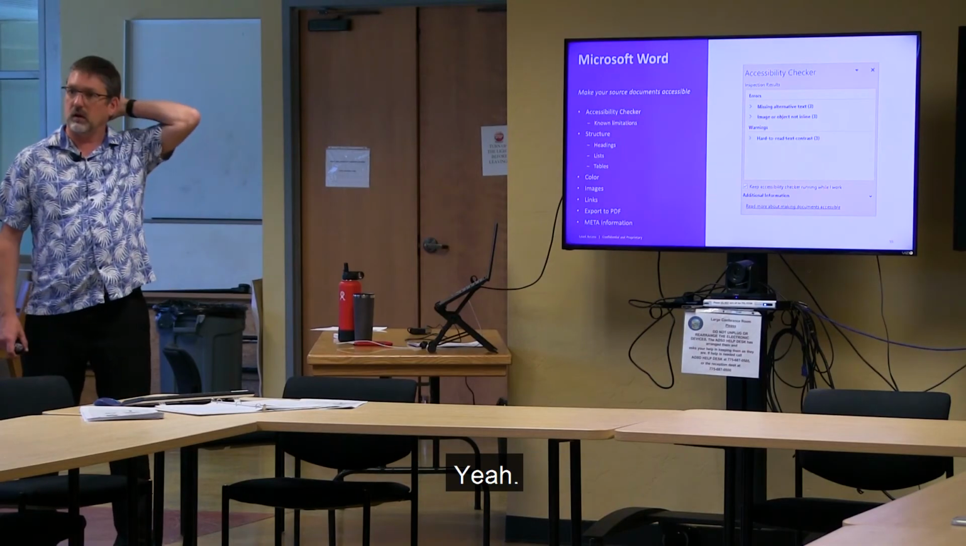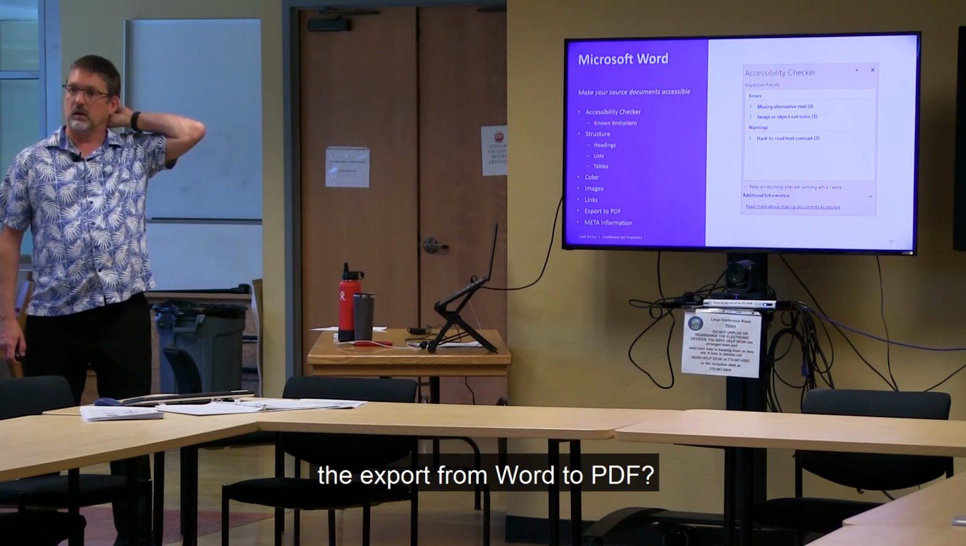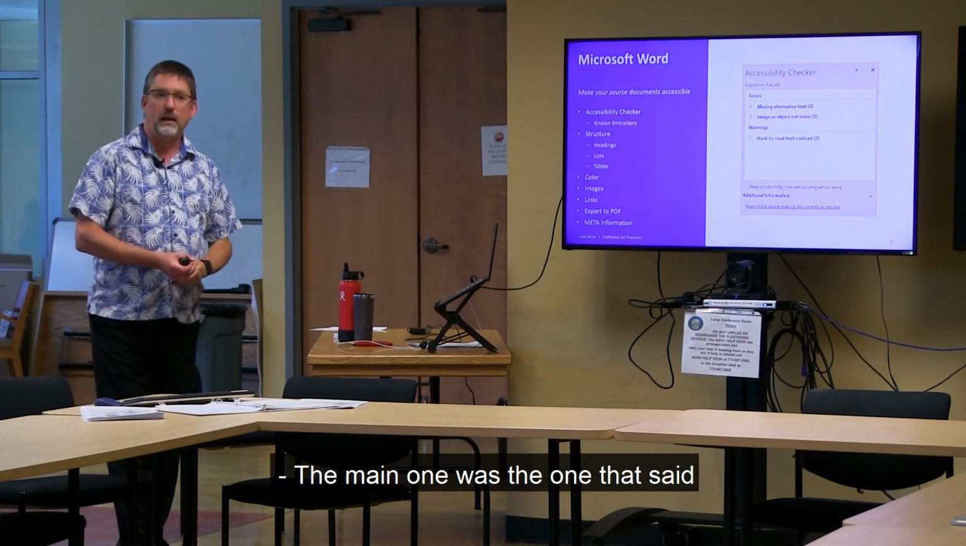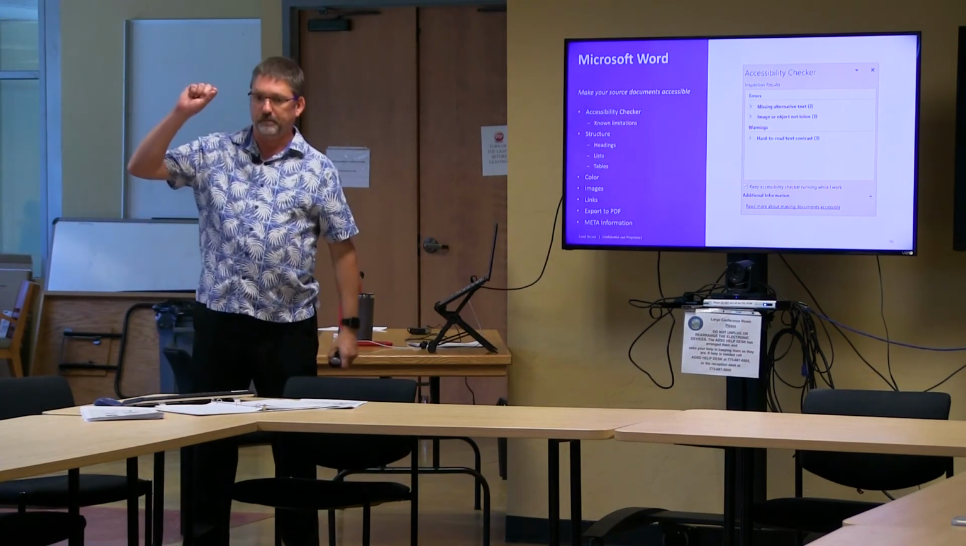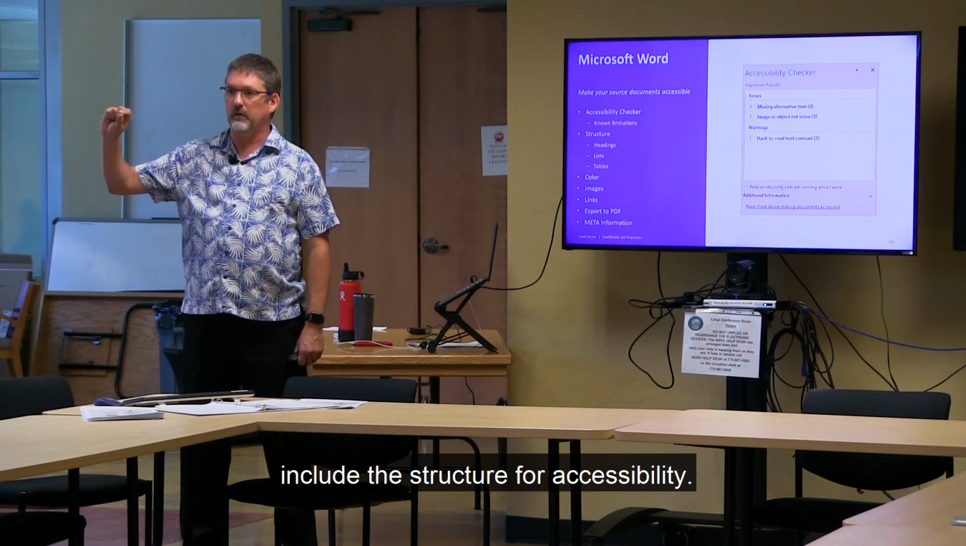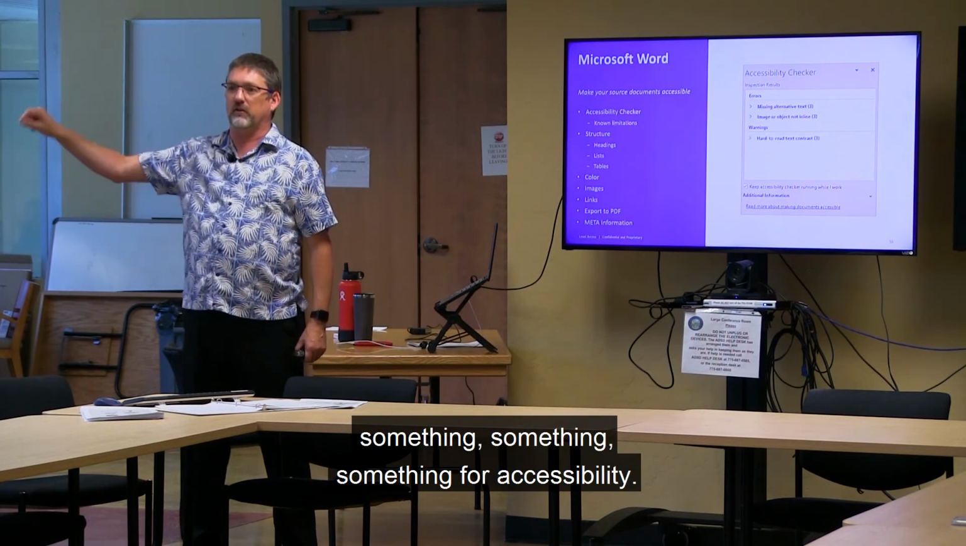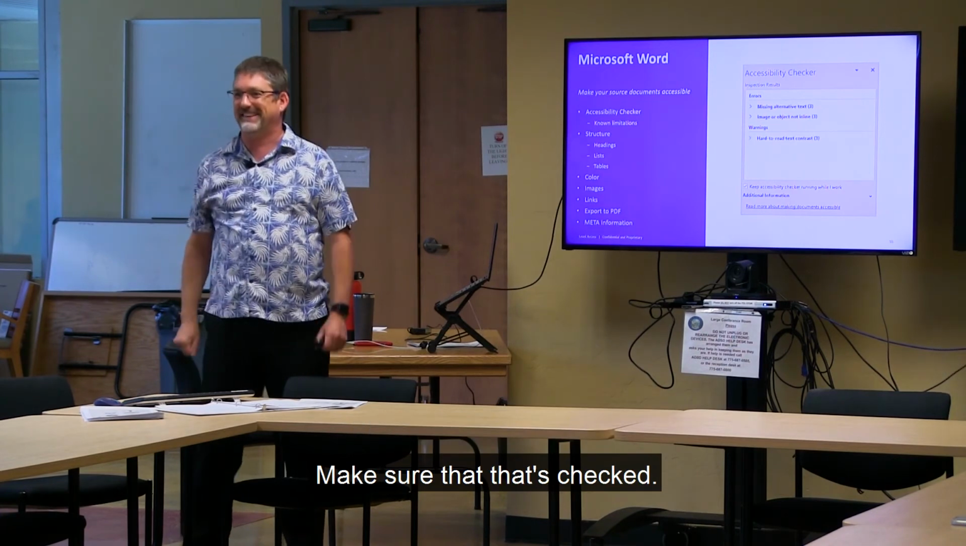Yeah? Can you go over what were the boxes you need to make sure were checked when you export from Word to PDF? You said there were 2 boxes. The main one was the one that said include the structure for accessibility. There's a thing that says include structure for something, something, something for accessibility. Okay. Make sure that that's checked.